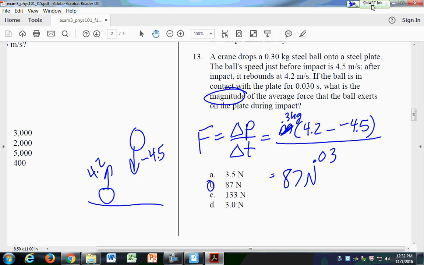All right, and that's it for chapter 6. Let's look at chapter 7. May I go away from here?